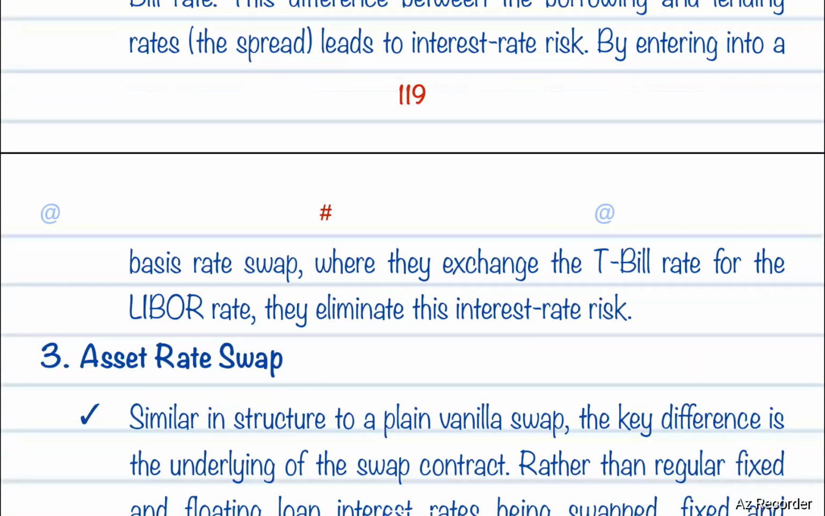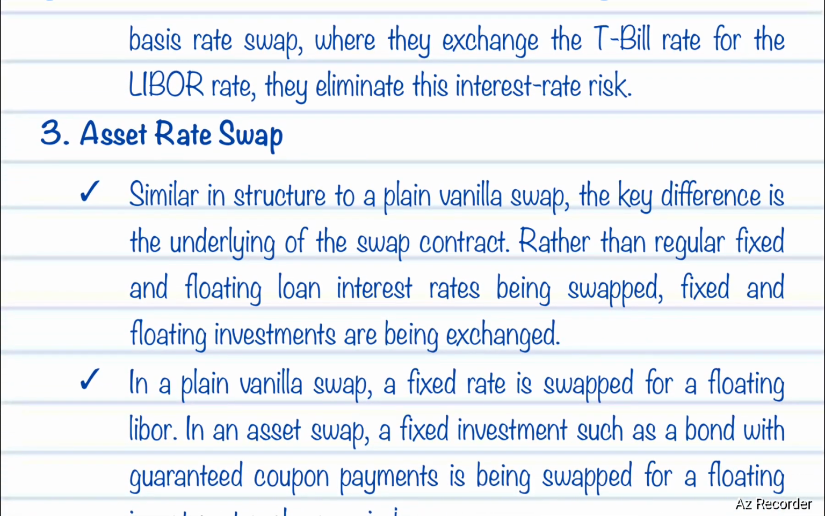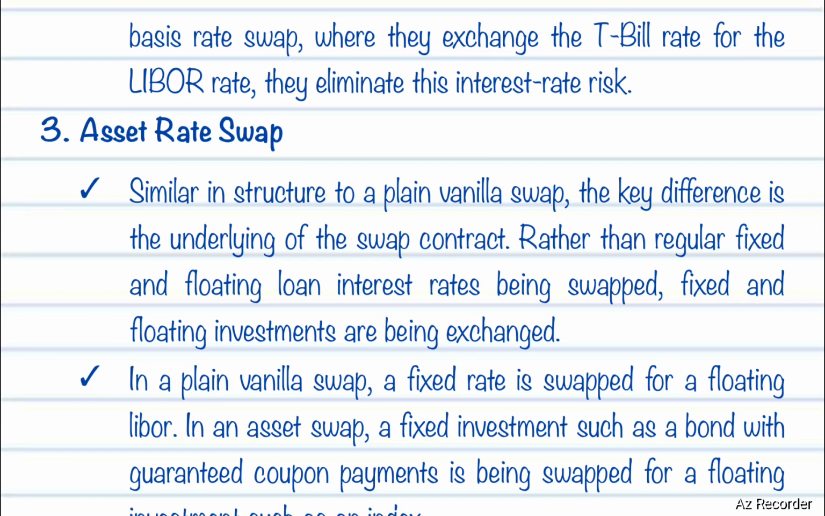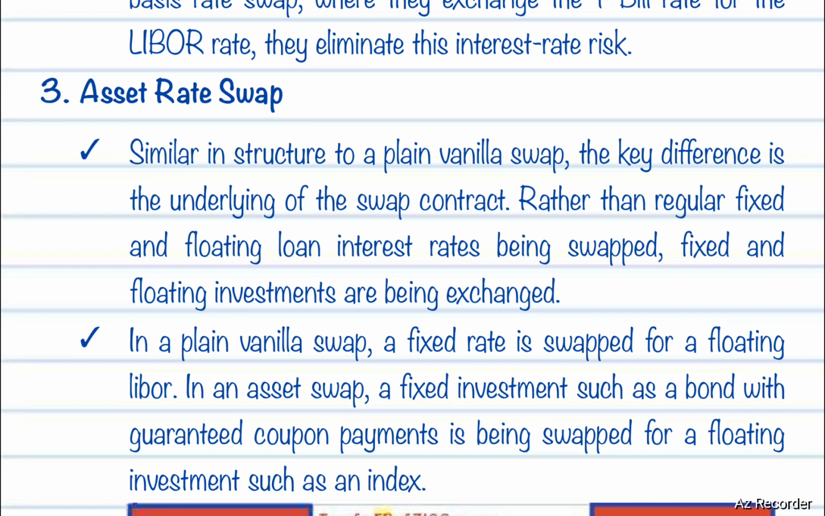By entering into a basis rate swap, where they exchange the T-bill rate for the LIBOR rate, they eliminate the interest rate risk. Next, asset rate swap. Similar in structure to a plain vanilla swap, the key difference is the underlying of the swap contract.